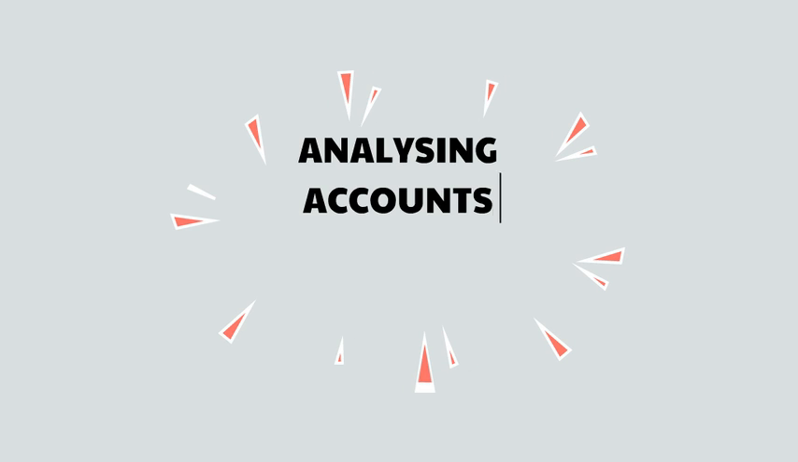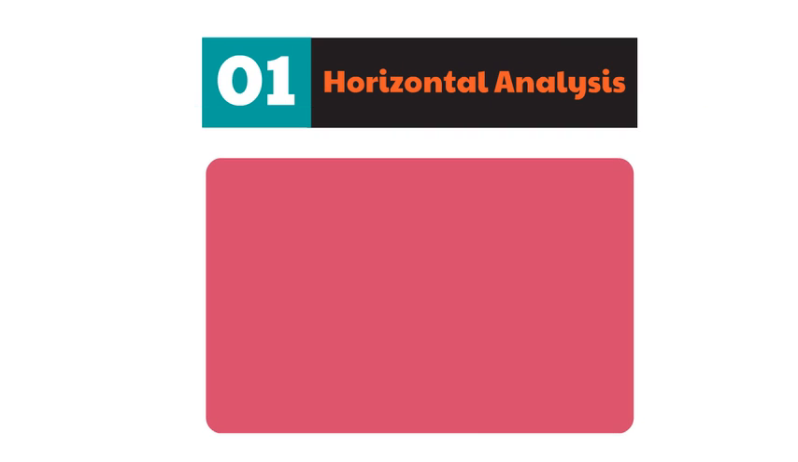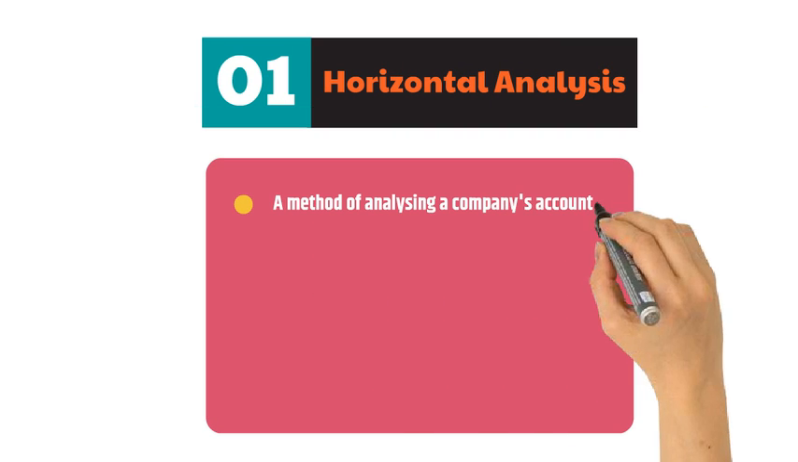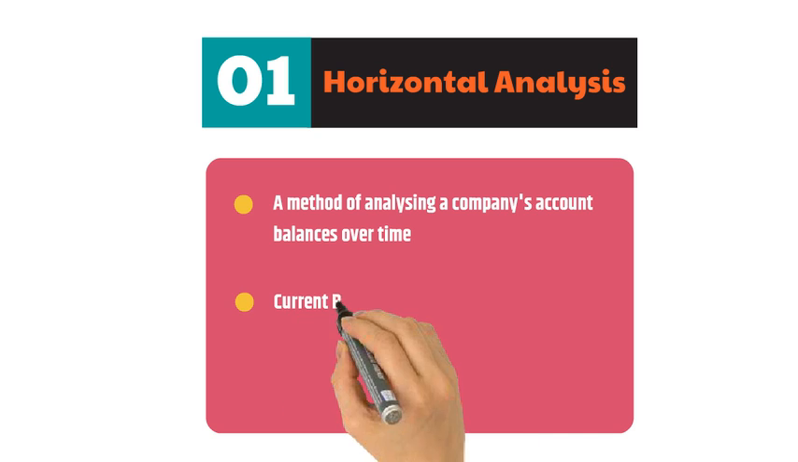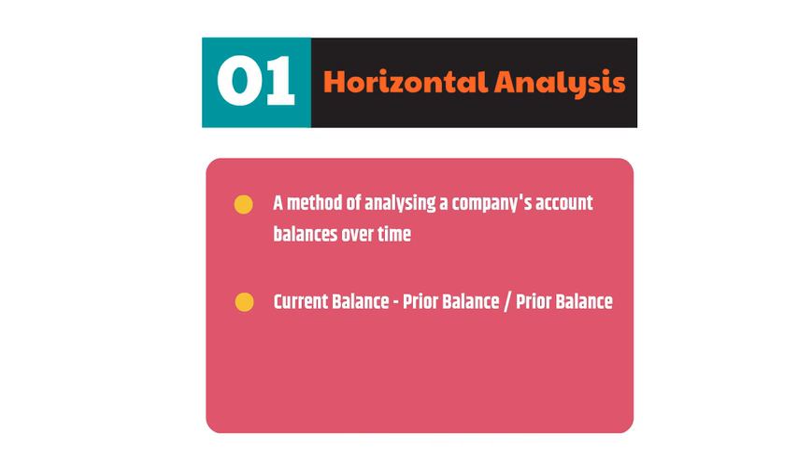Now let's move on to the methods used to analyze accounts receivables. The first method is horizontal analysis. It is a method of analyzing a company's account balances over time, and it is calculated by subtracting the prior balance from the current balance and dividing that by the prior balance.